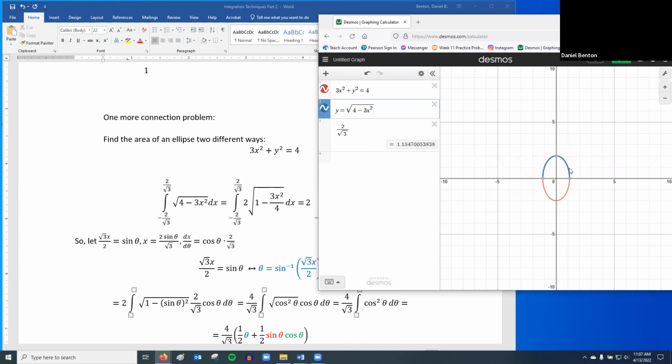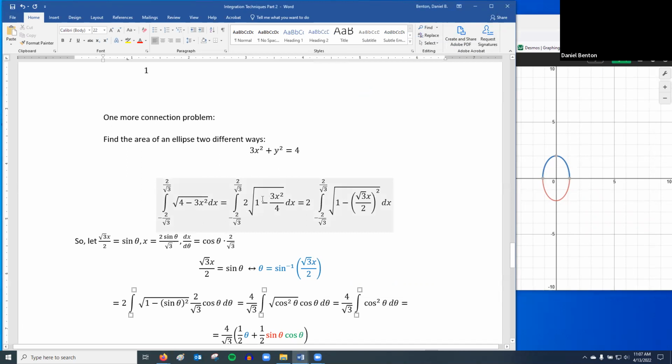So what we're going to find is this area under the blue, which would be from negative 2 over the square root of 3 to positive 2 over the square root of 3 of our square root function, which is just the top half of our ellipse. Okay.